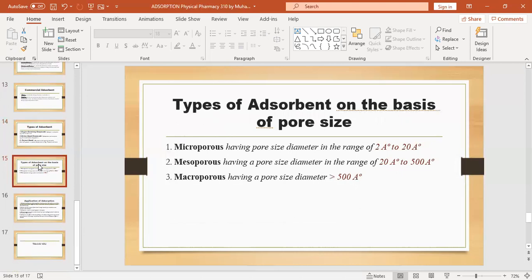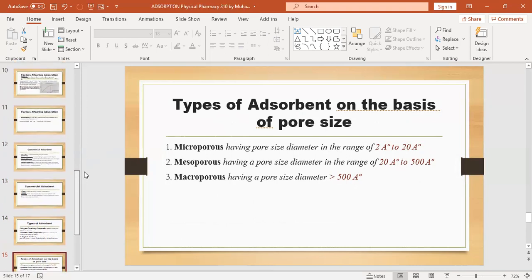Types of adsorbent on the basis of pore size. There is another classification in which we classify adsorbents on the basis of the diameter of their pore size. There are three types: microporous, having a pore size diameter in the range of 2 angstrom to 20 angstrom; mesoporous, having a pore size diameter in the range of 20 angstrom to 500 angstrom; macroporous, having a pore size diameter greater than 500 angstrom.